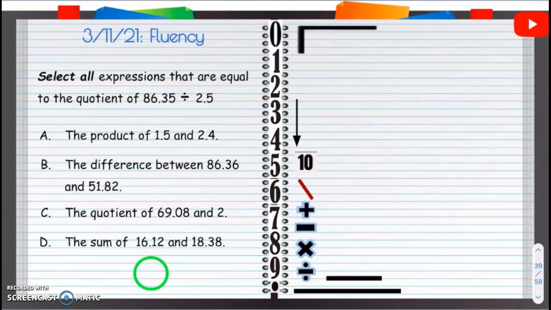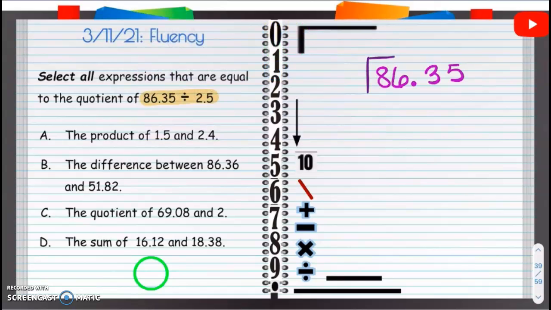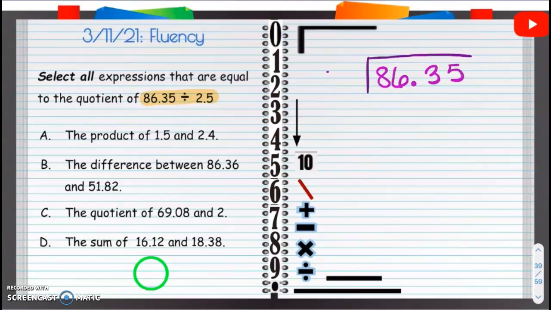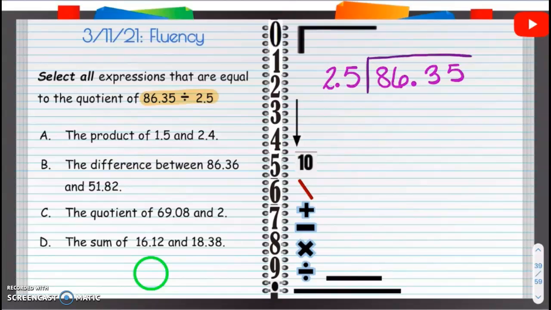All right, Fluency, we're going to select all of the expressions that are equal to the quotient of these two numbers. So let's find the quotient. Here we go. So 86 and 35 hundredths divided by 2 and 5 tenths. We do have to make this a whole number, so we're going to move the decimal over 1. Now we can pop it up.